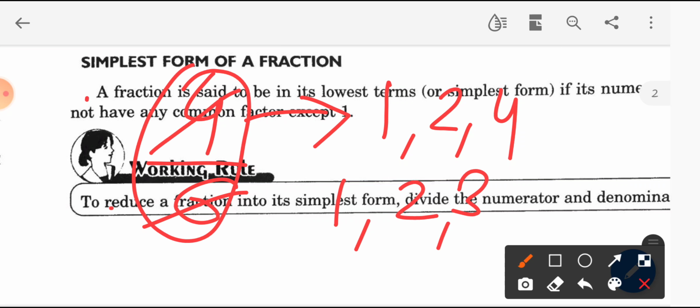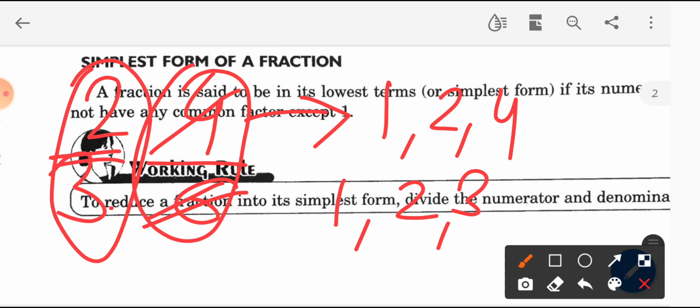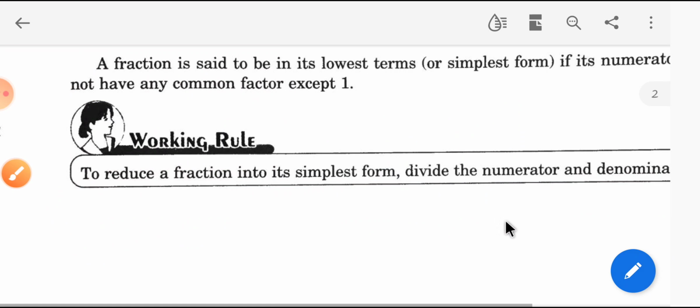So how can we do it? 2 twos are 4, 2 threes are 6. So 2 by 3. As we have seen before, 2 by 3 only has the common factor 1. So 2 by 3 is the simplest form of our fraction. You will understand better when we solve examples based on this topic. This is only an overview of the topics.